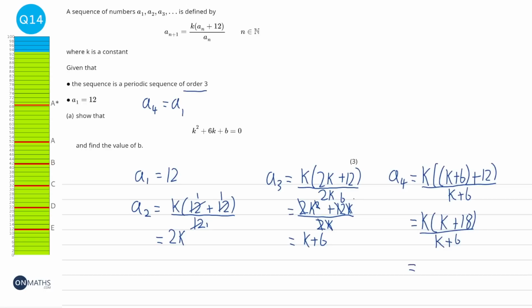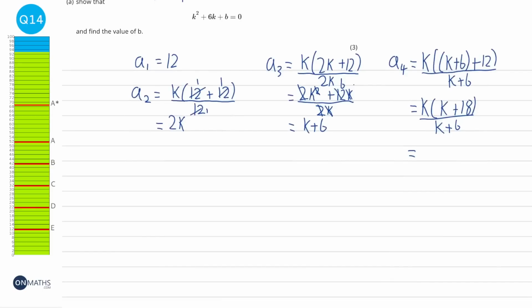And then we need to expand that. I'm just going to move down. So that would be k squared plus 18k over k plus 6. And I can't simplify that anymore. So we've said that A1 and A4 are equal, and A1 is 12. So we know that is going to equal 12. So k squared plus 18k, all of that over k plus 6, is going to equal 12. And we can show the examiner that as well, just make it really explicit that A4 will equal A1, show them what we're doing. And we can put our lines in now.